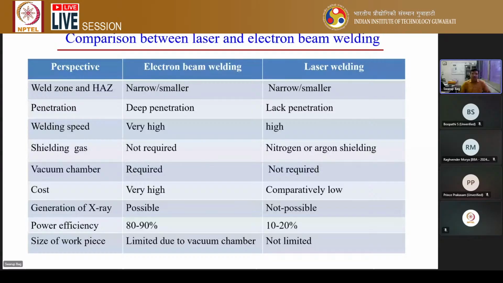Size of the workpiece: because electron beam performs under the vacuum, the size of the workpiece is limited by the size of the vacuum chamber. So that will decide what size of components can be handled using the electron beam welding system. But that limitation is not there in case of the laser welding system. So these are the very basic parameters, the differences between the electron beam and laser beam welding processes. That's all. Thank you very much for your kind attention.